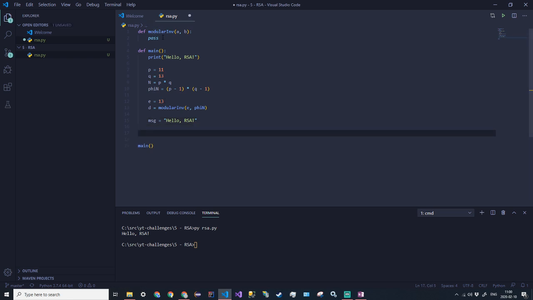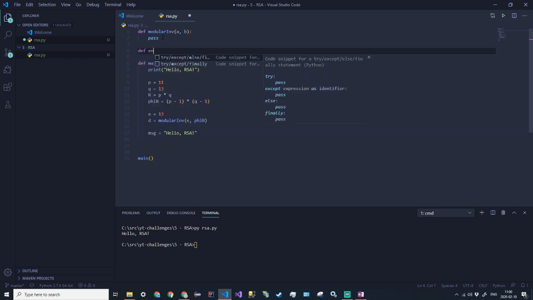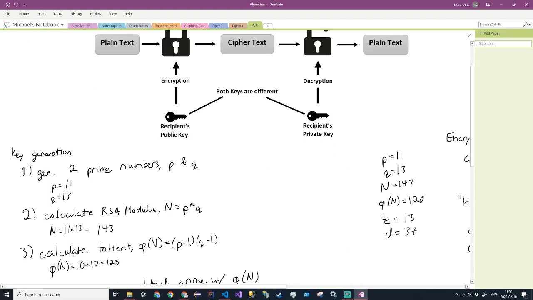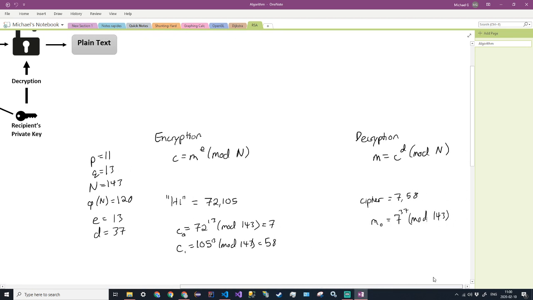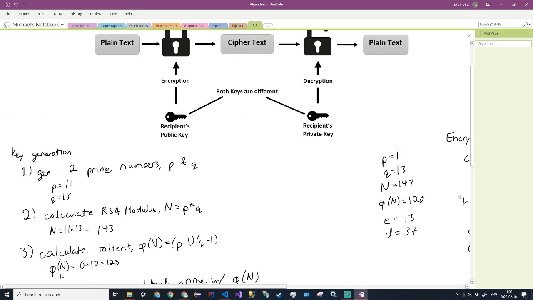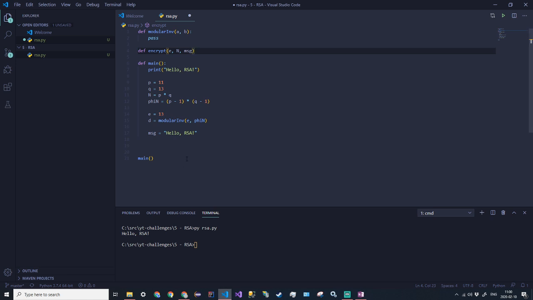We'll have a method up top to encrypt, so def encrypt, and let's pass an E, N, and then message. Our public key, I may not have explained this, is a combination of both E and N, and the private key will be a combination of both D and N, because we needed both to calculate the values. Because it's M to the E modulus N, and then C to the D modulus N. So you need both, or you need 2 of the 3 factors.